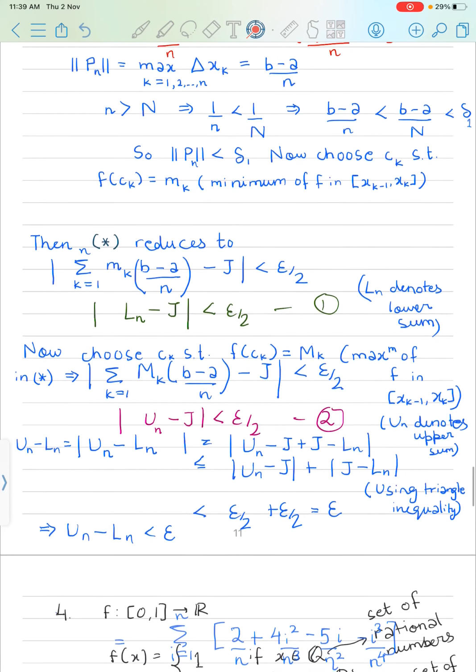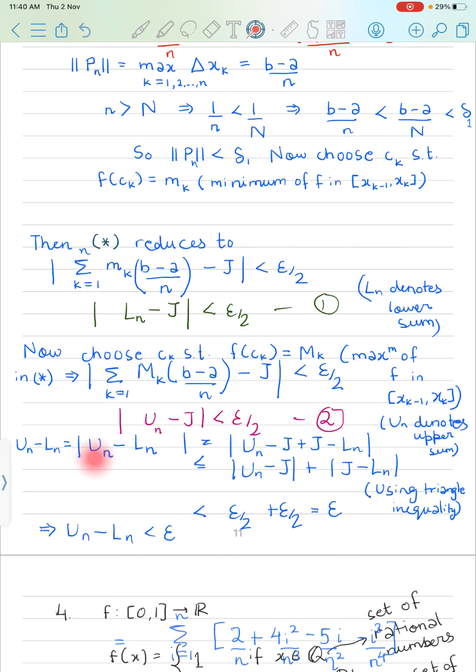Now you choose ck such that f of ck is the maximum of f, for every k. So this is capital Mk times b minus a by n, minus j, with the same explanation. Here we are choosing the minimum, and once we are choosing the maximum, because we can take any ck between xk minus 1 and xk. So both these conditions hold, and Un minus j is less than epsilon by 2. So this is equation 1, this is equation 2.